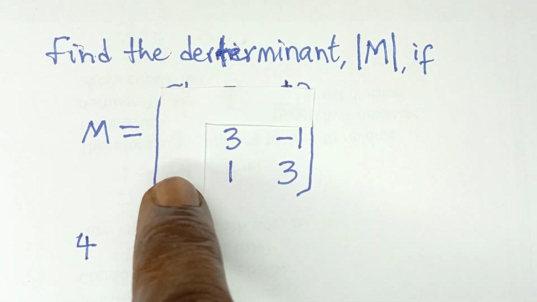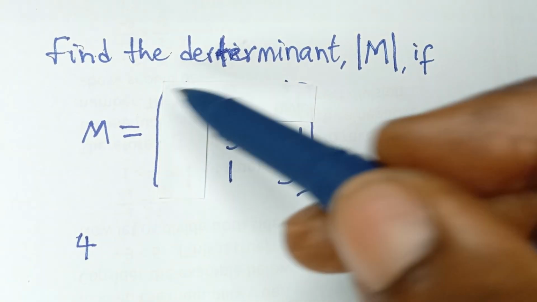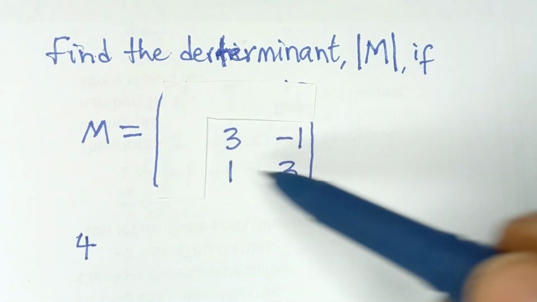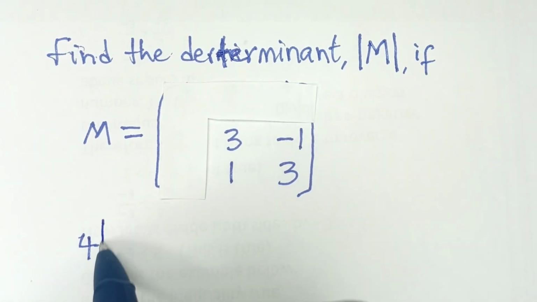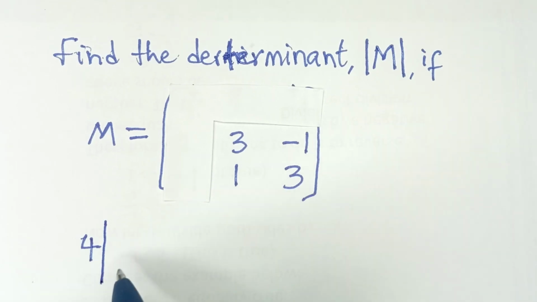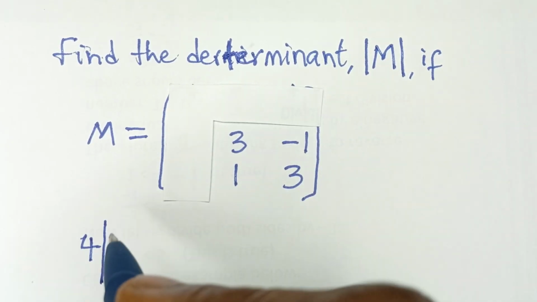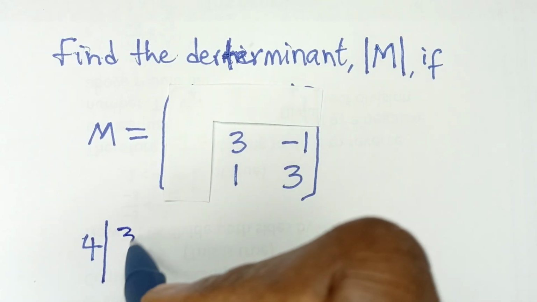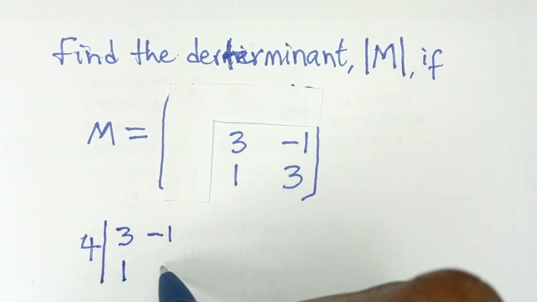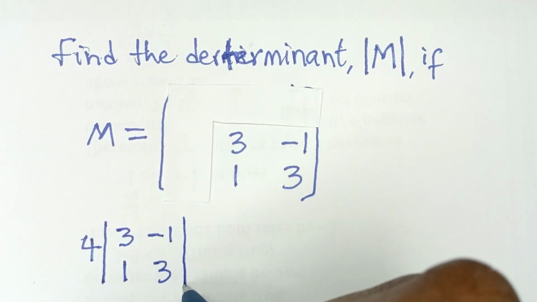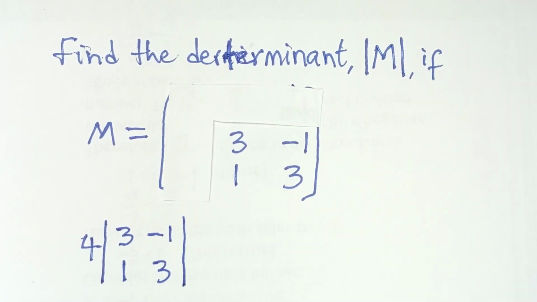So let me use this paper to ignore the row and the column. So we are left with this 2 by 2 matrix. So we can simply write that 2 by 2 matrix because we are going to multiply this 4 by the determinant of the 2 by 2 matrix. So I have 3, I have negative 1, I have 1, and I have 3. So that is what to do first.